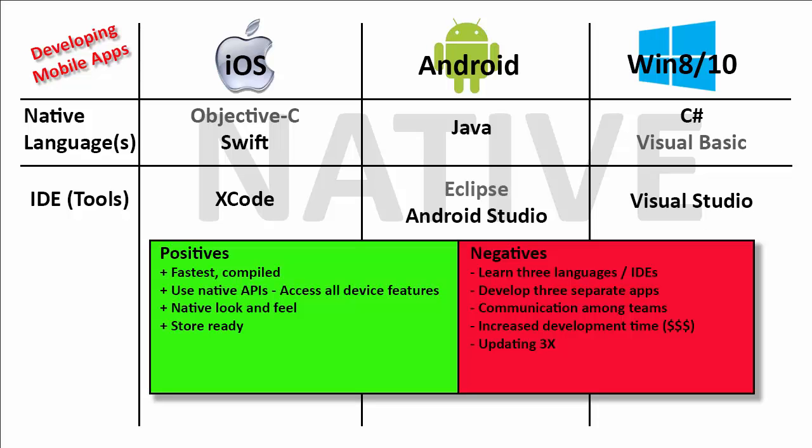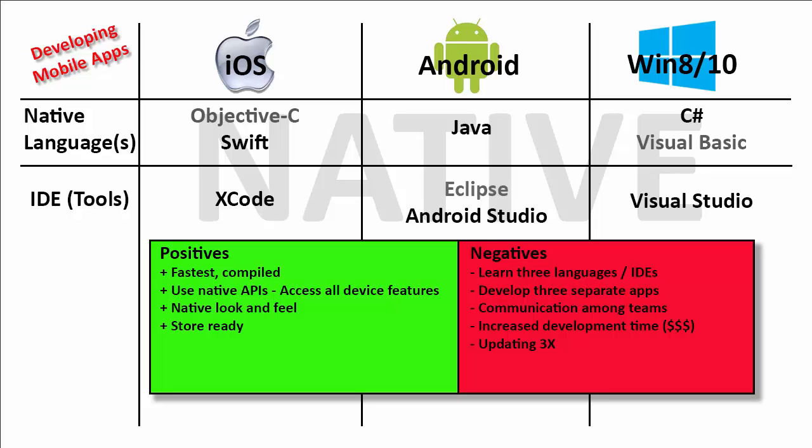These give you the fastest compiled apps that are available on these systems. They're accessing the APIs, or the application programming interfaces, on these devices, and therefore can access all the device features such as the GPS, the accelerometer, and so forth. And they give the native look and feel. The IDE tools, when you create a button in Android Studio, looks like a button that belongs on an Android device. And they're store ready. So you can package these and deploy these to the iPhone store or the Google Play Store for Android or the Windows Store for Microsoft.